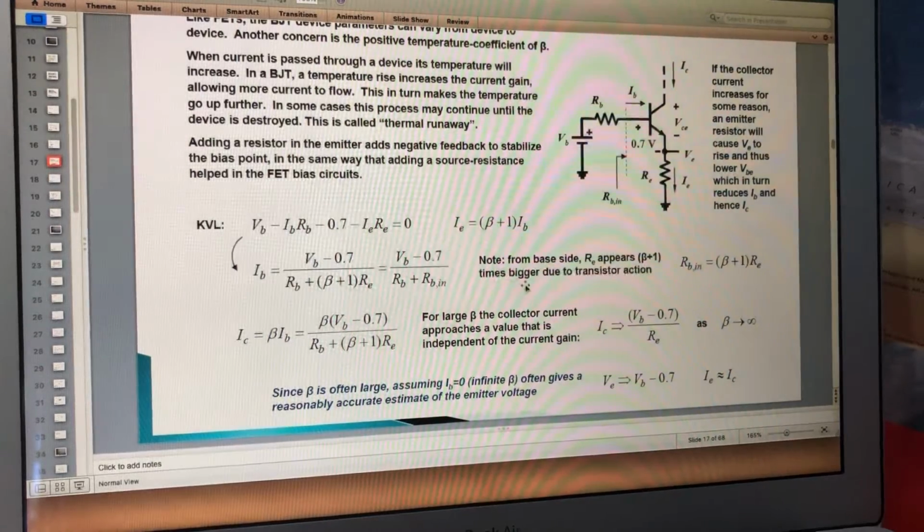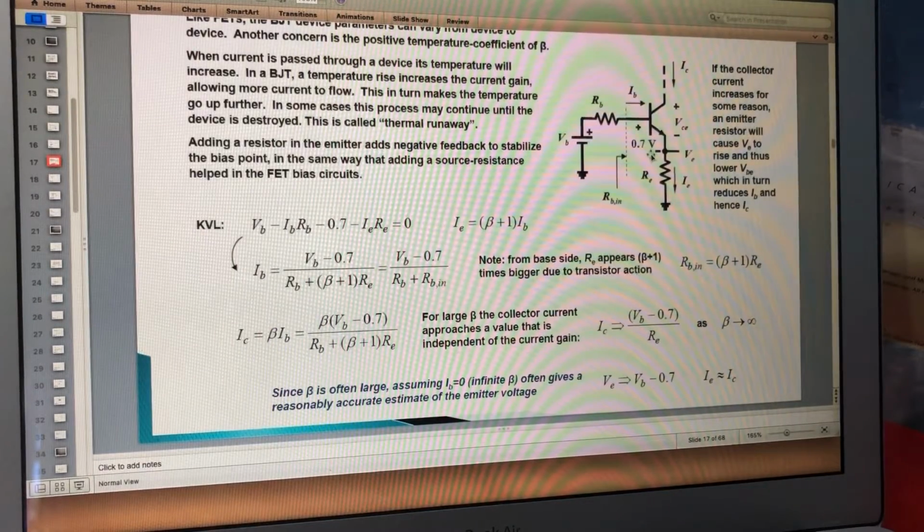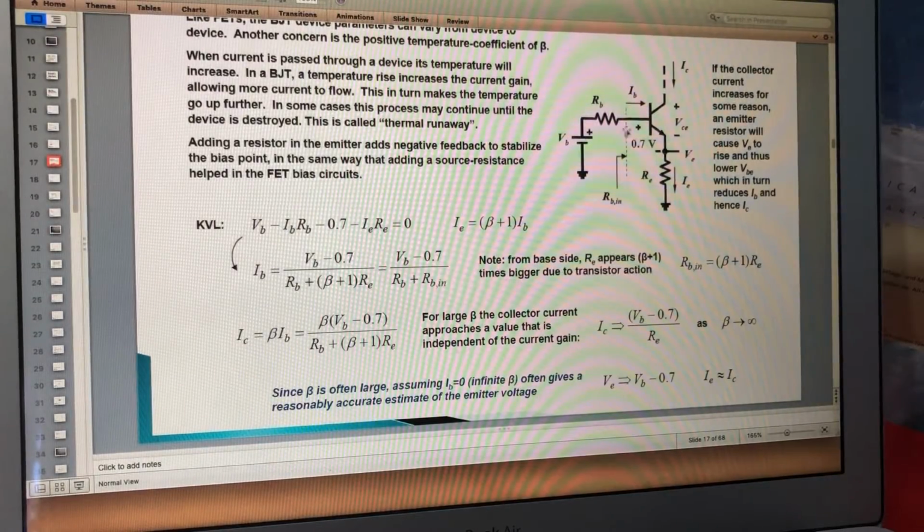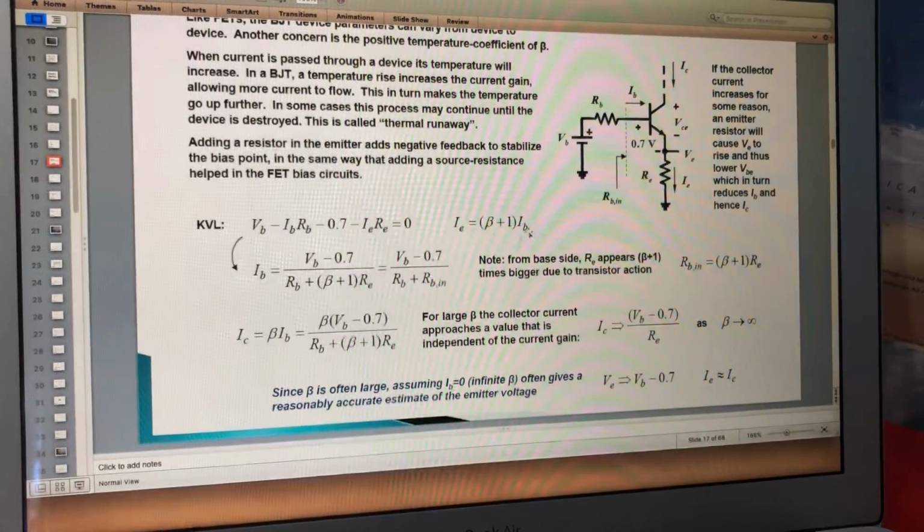Here, you find the Kirchhoff's voltage law across this equation. So, VB minus IB RB minus 0.7 minus IE RE, because the current flowing through this resistor is IE, the emitter current. You must know the relation between IE and IB. This is the transistor. IE equals IB plus IC, because IC equals beta IB, so that's why we have this equation.